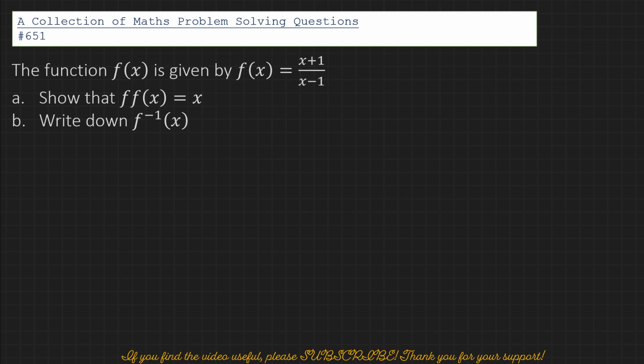The function f(x) is given by f(x) = (x + 1)/(x - 1). Show that f(f(x)) = x and write down f inverse of x.